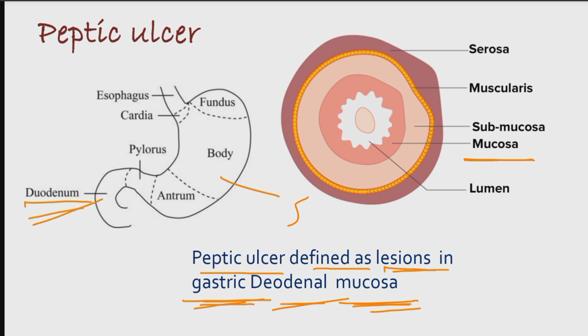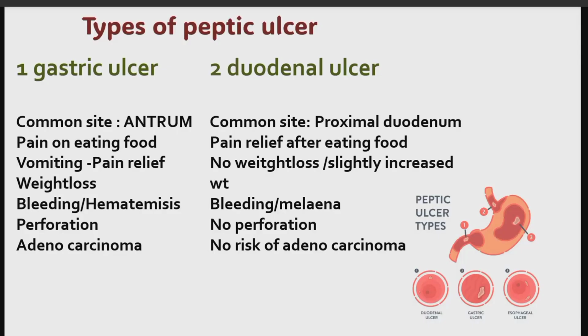Duodenum is the first part of small intestine. There are three parts: duodenum, jejunum and ileum. Among these, it will cause lesions in the duodenum or in the stomach region. Types of peptic ulcer. According to the definition, peptic ulcer is a lesion in gastric duodenal mucosa. Gastric mucosa means in the stomach, that is called gastric ulcer. In the duodenal mucosa, or in the duodenum, that is called duodenal ulcer.